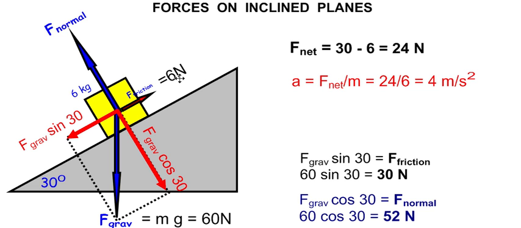Obviously, the larger the friction, the less the acceleration, until the friction force equals 30 newtons, which is the F gravitational sine 30, in which case either the block will remain stationary or will move at constant speed downslope, as dictated by Newton's first law.